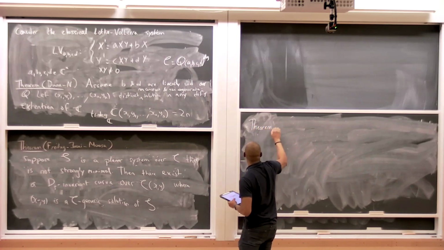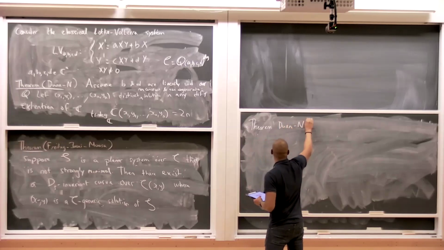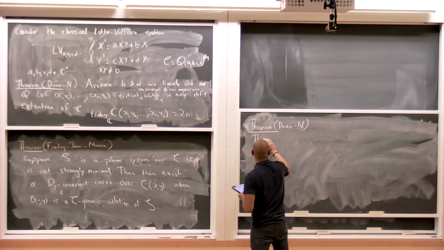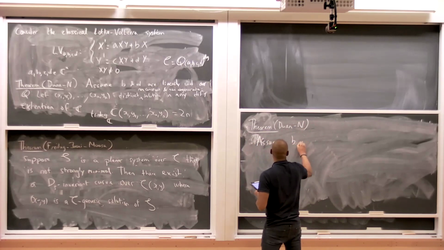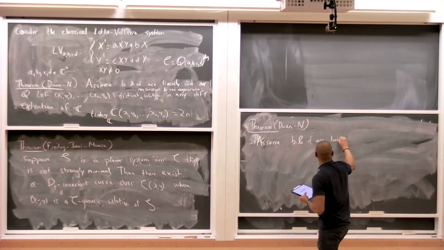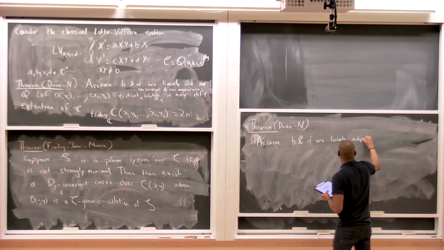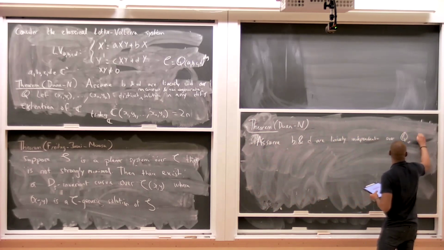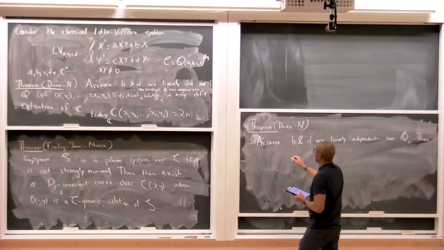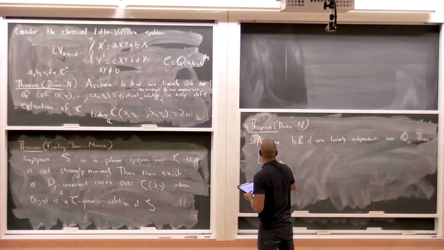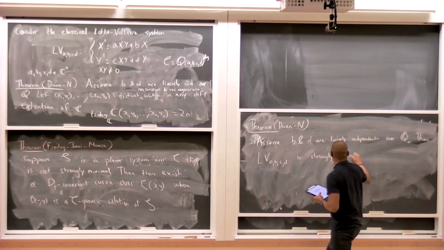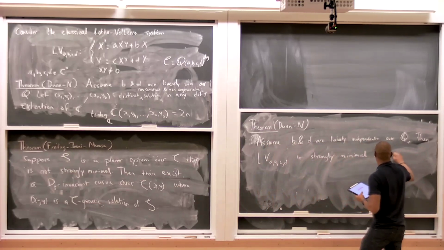So still with the Lotka-Volterra system, assume that B and D are linearly independent over Q, then the LV system with parameters A, B, C, D is strongly minimal, and hence geometrically trivial.